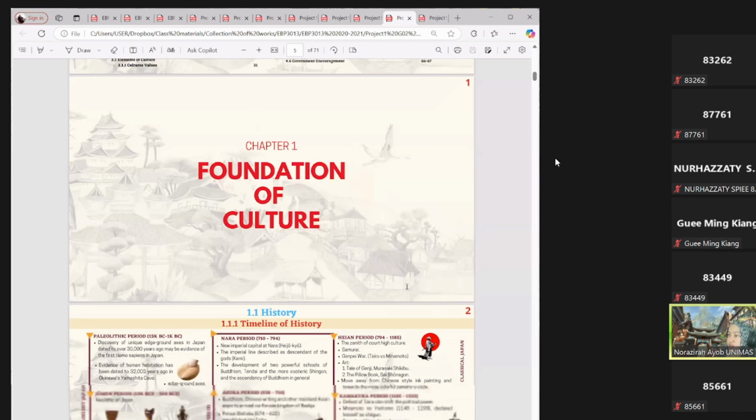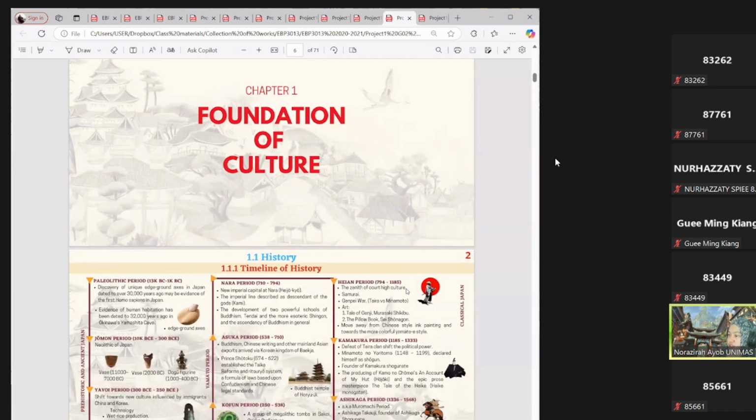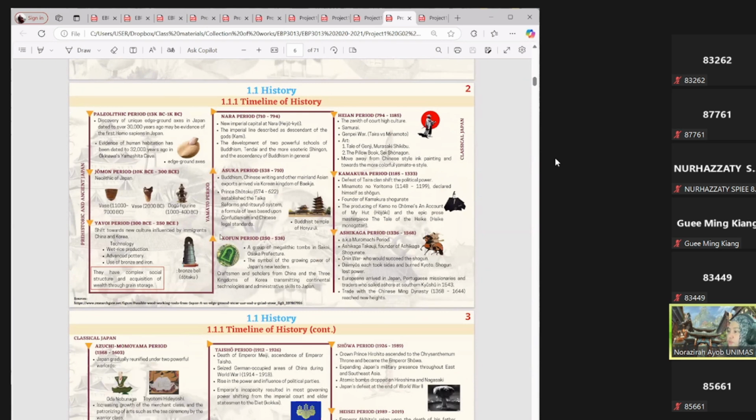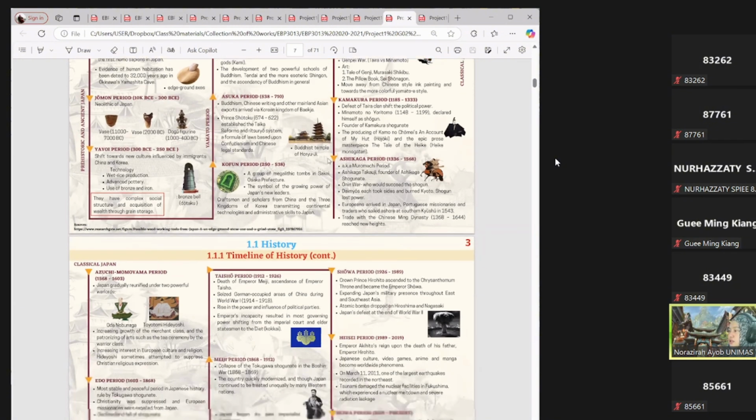So this is on the culture, on history and geography. They have the Jomon period, Nara period, Heian period, Kamakura, Ashikaga, Meiji, Showa.